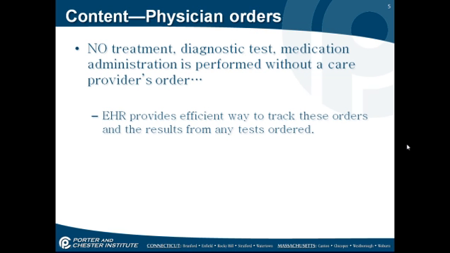Part of the plan that's written on the SOAP note will have on it certain treatments or tests that need to be performed. And it's just important to remember that none of this will be done. There'll be no treatments, there'll be no tests, there'll be no medications given without a care provider writing it down as physician orders. It has to be documented on the medical record. The electronic health record really gives an efficient way to track these orders, and then when the results come in from any of those tests, they can be put right in the electronic record, and the results are very easily found and tracked.